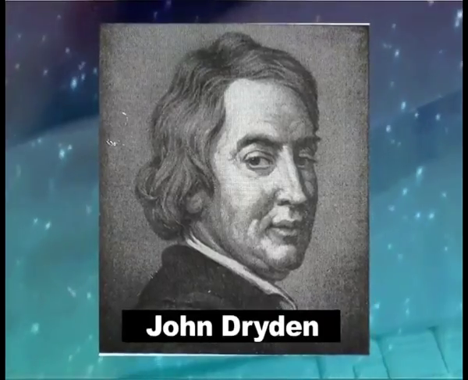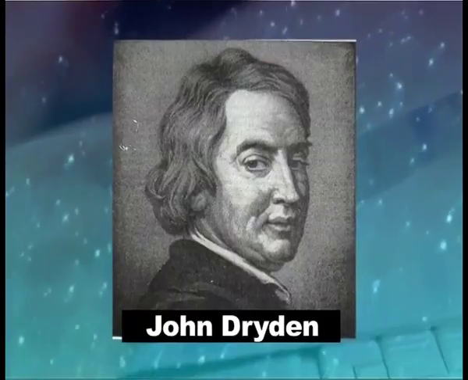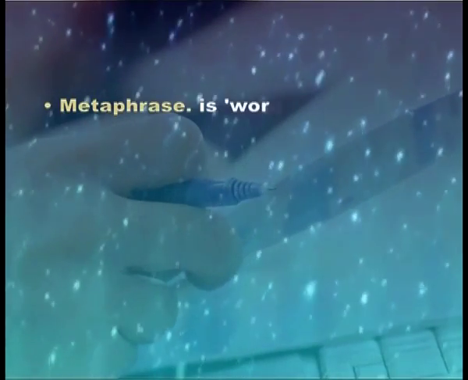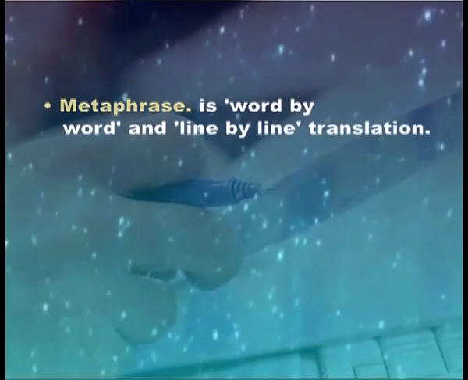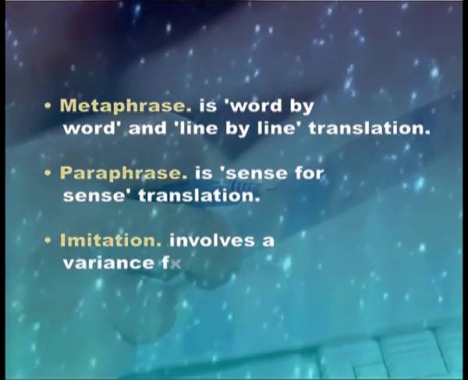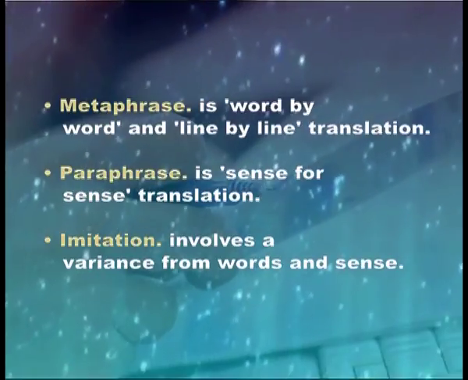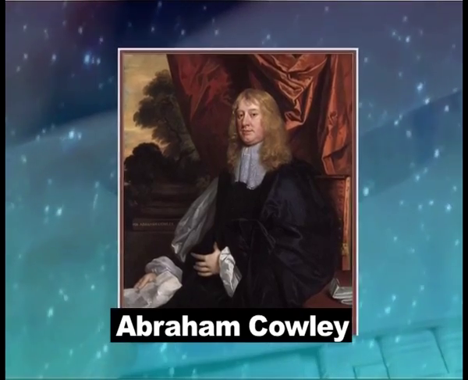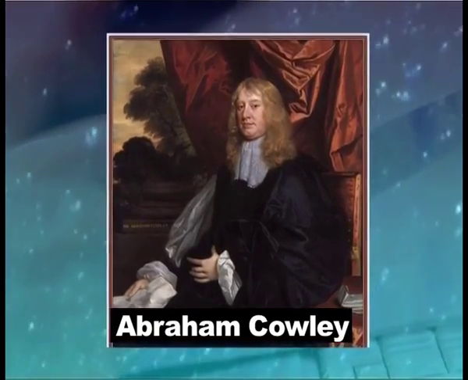Another interesting theory of translation is the one that was put forth by John Dryden, a 17th century poet and translator. According to Dryden, translations can be of three kinds: metaphrase, which is word by word and line by line translation; paraphrase, which is sense for sense translation; and imitation, which involves a variance from words and sense. Interestingly, the third theory was also endorsed by another 17th century poet and translator, Abraham Cowley, who also advocated freedom in translation. He derided the word-for-word translation as one madman translating another.